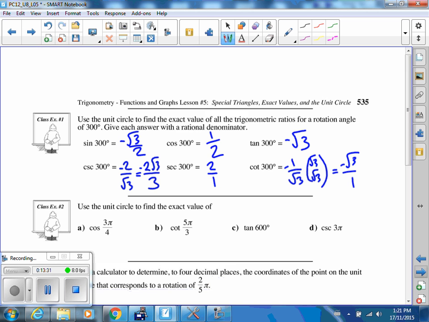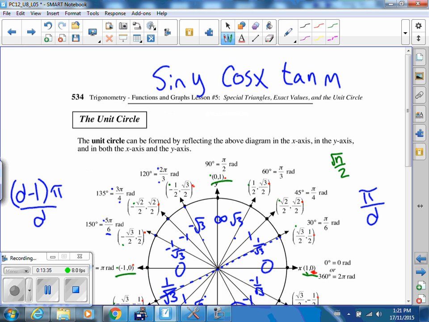There we go. Unit circle, exact value of cos, 3 pi quarters. 3 pi quarters is right here. Cosine is the x coordinate, so -√2 over 2.